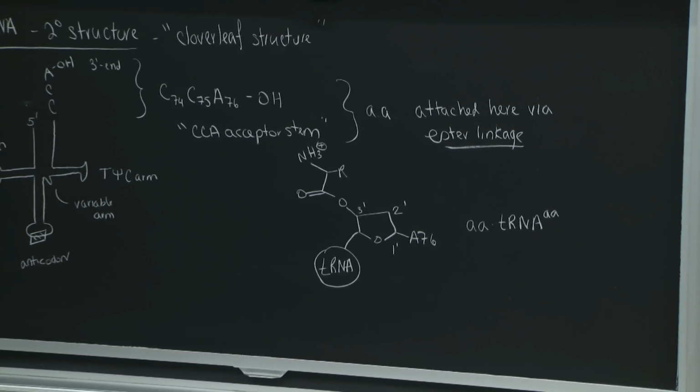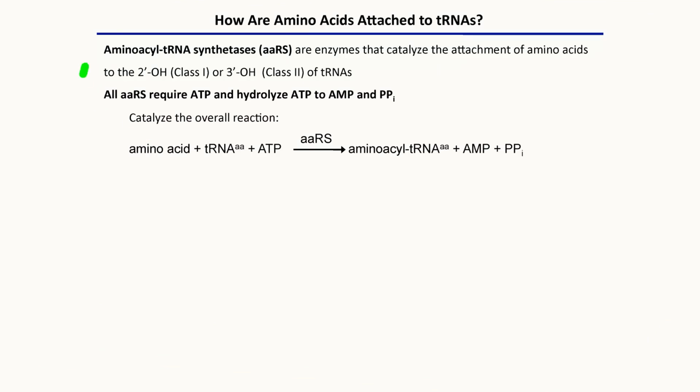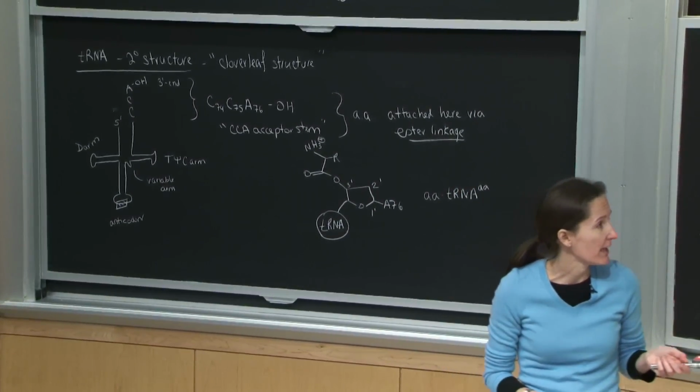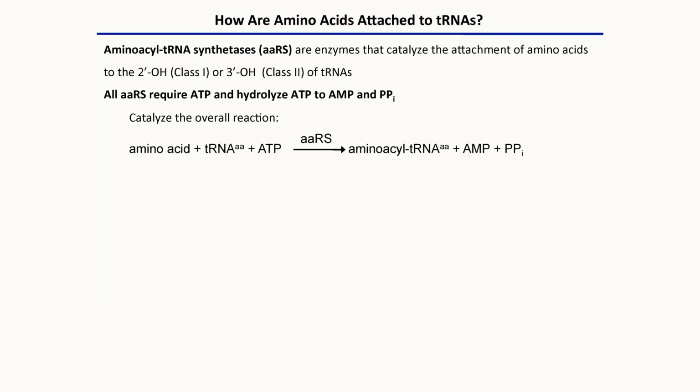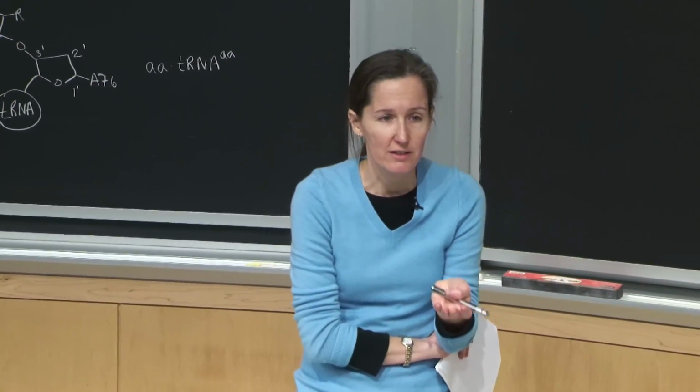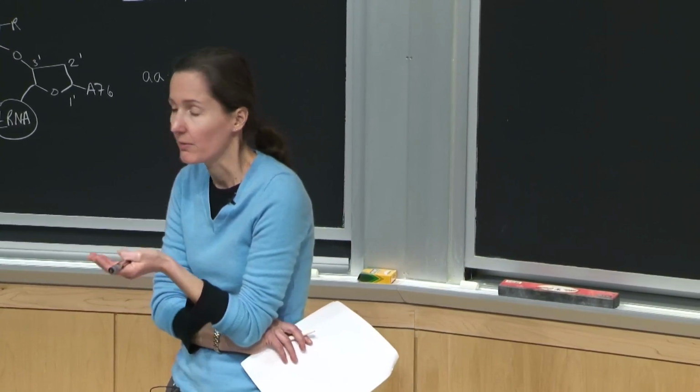Okay, and in order for that to happen, there's a family of enzymes called aminoacyl tRNA synthetases, or abbreviated AARS. So this name tells you right away, synthetase, that these enzymes use ATP. And these enzymes catalyze the attachment of amino acids to the 3' OH, or sometimes 2' OH of the tRNA. And so we're going to consider this overall reaction, and then we're going to think about the reaction mechanism and experiments that were done to give support to the mechanism that we see.